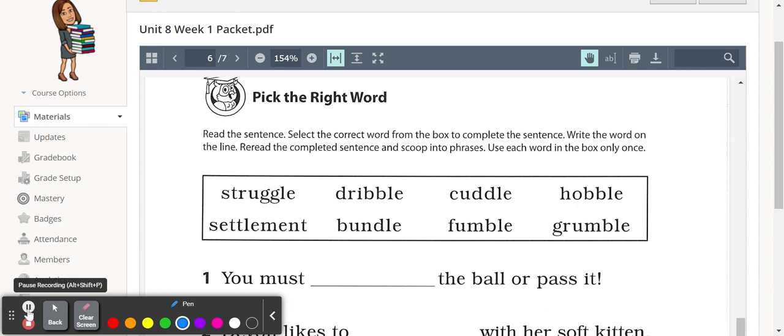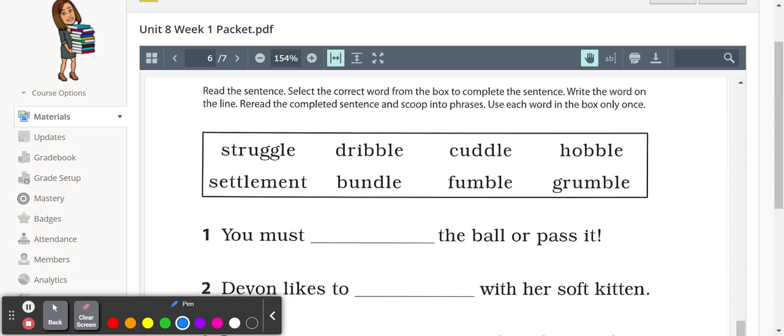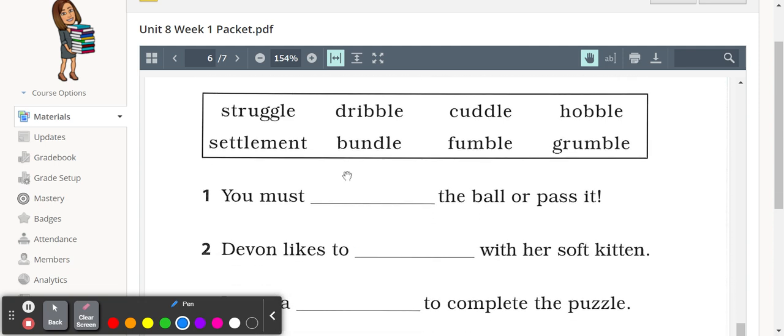Excellent practice. Okay, for the next page, it says read the sentence, select the correct word from the box to complete the sentence. You're going to write the word on the line, reread the completed sentence, and scoop it into phrases. Okay, so here we have, let's say the words first. And I'm going to color code them. I'll just read them and then we'll pick the colors as we go. Struggle, dribble, cuddle, hobble, settlement, bundle, fumble, grumble.